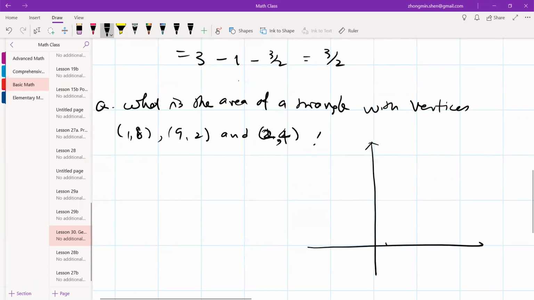Okay, 1, 2, 3, 4, 5, 6, 7, 8. That is the point A, it's (1, 8). Let's use point B: 1, 2, 3, 4, 5, 6, 7, 8, 9. The area is the area between (1, 8), (9, 2), and (2, 4). And the other one is (1, 2), 4. This is the C, and (2, 4). So you get triangles like that.